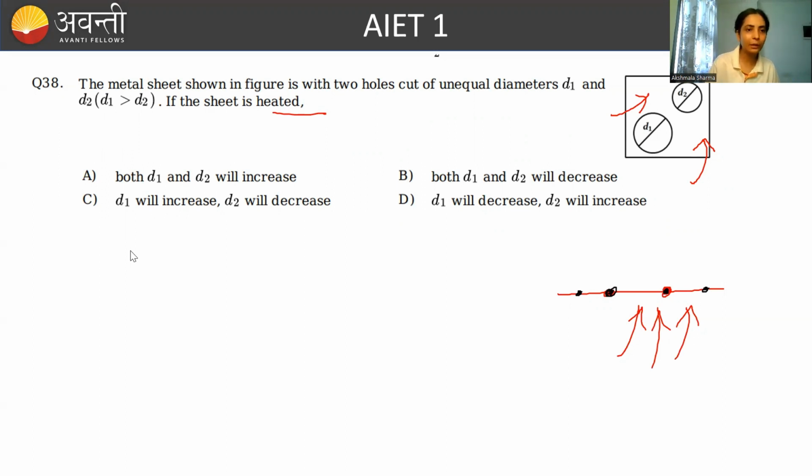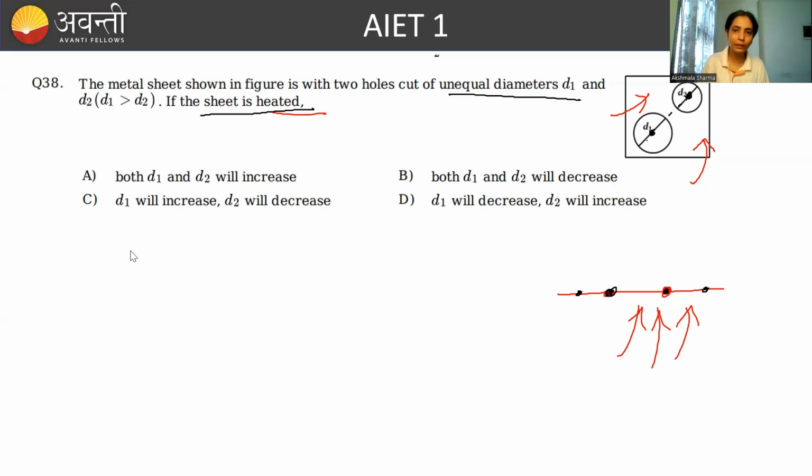तो यहाँ पे देखो क्या दिया हुआ है? Metal sheet shown in the figure with two holes cut of unequal diameter d1 and d2. If the sheet is getting heated, both d1 and d2 will increase. तो आप देख लो, let's take this point and this point. Initial distance between these 2 points is something. If it is getting heated, distance between these 2 points will increase, है ना?